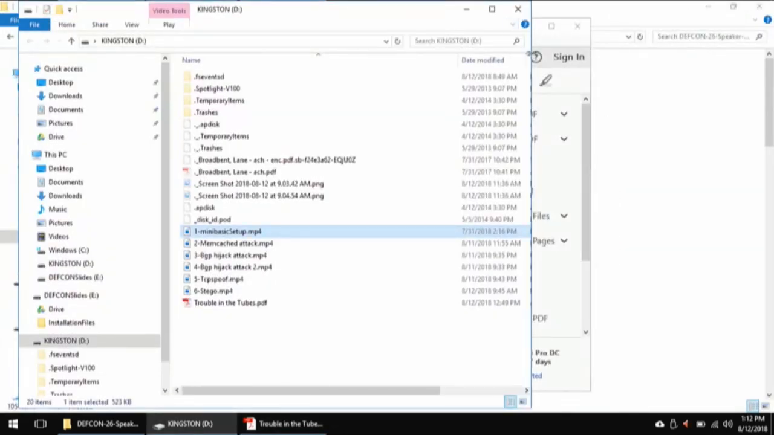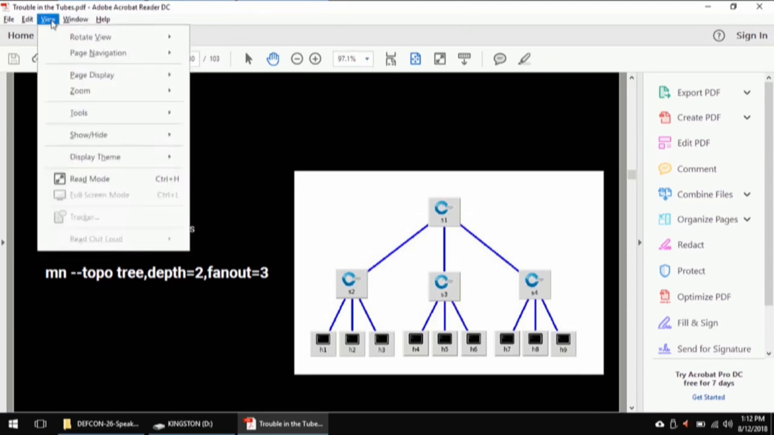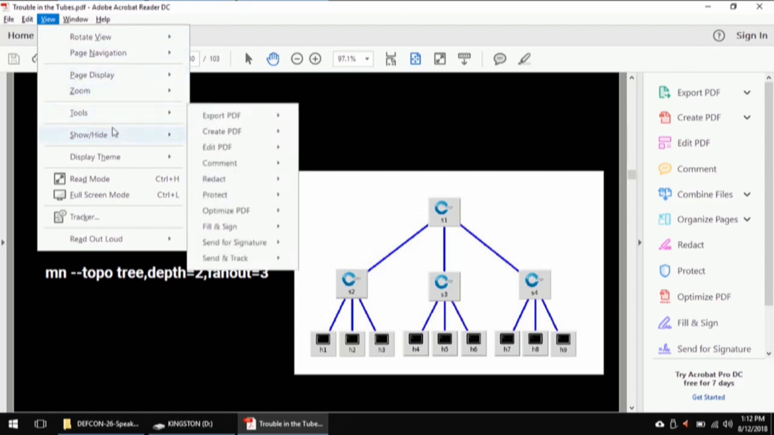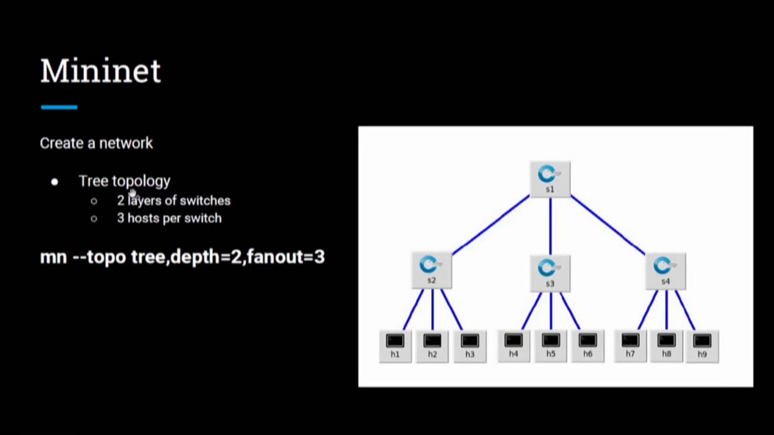Nope, that wasn't it. Somebody shout out, how do I get this? You say you? View. There we go. Full screen mode. See, that's why it's a good group to have a technical problem with.